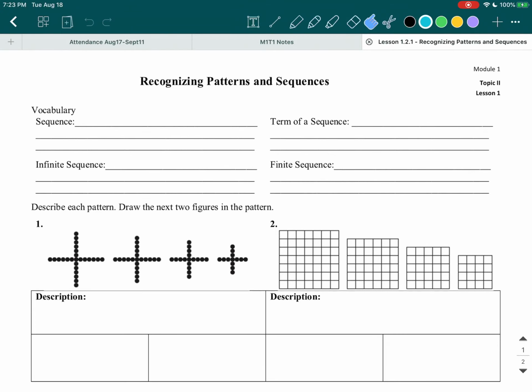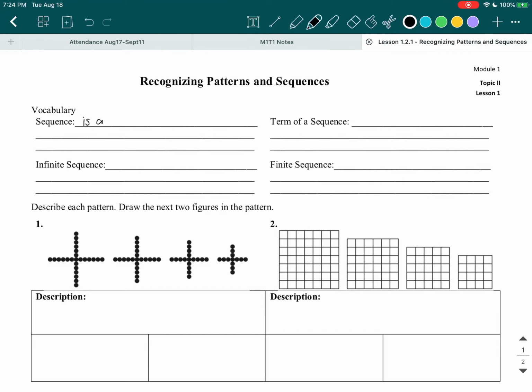All right, so we're now on lesson 1.2.1. We're recognizing patterns and sequences. So we have vocabulary words, and let's get started. Once again, I want you to remember that when you are writing these words, you need to think about what they actually mean and not just blindly write the words down, okay? So with that being said, let's talk about sequence.